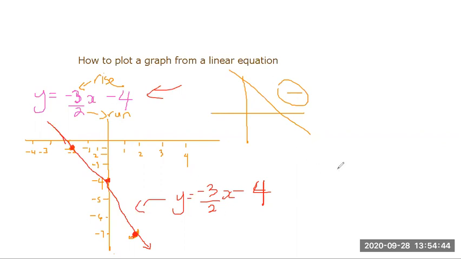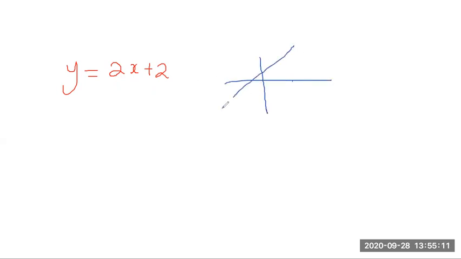I'm going to do a different one that has more positives in there, which will be a little bit easier to understand. So the equation is y equals 2x plus 2. I could look at this and tell that it's positive, so I know that my graph is going to go in that direction somehow. I don't know the points yet, but it's going to go in that direction.